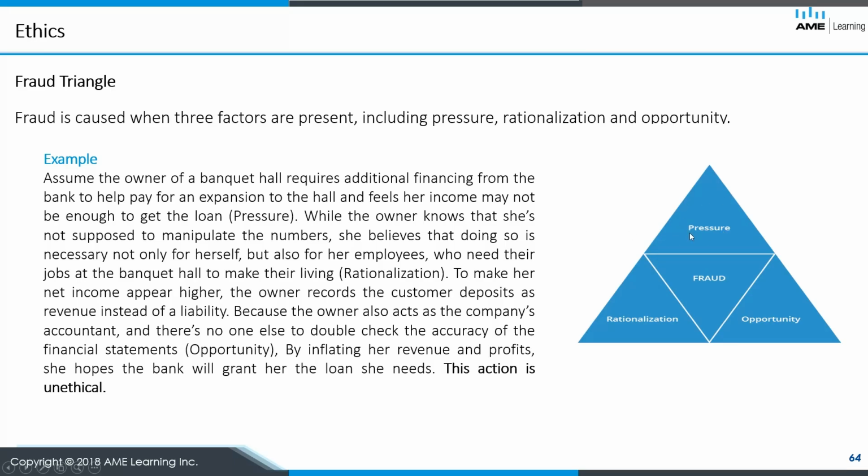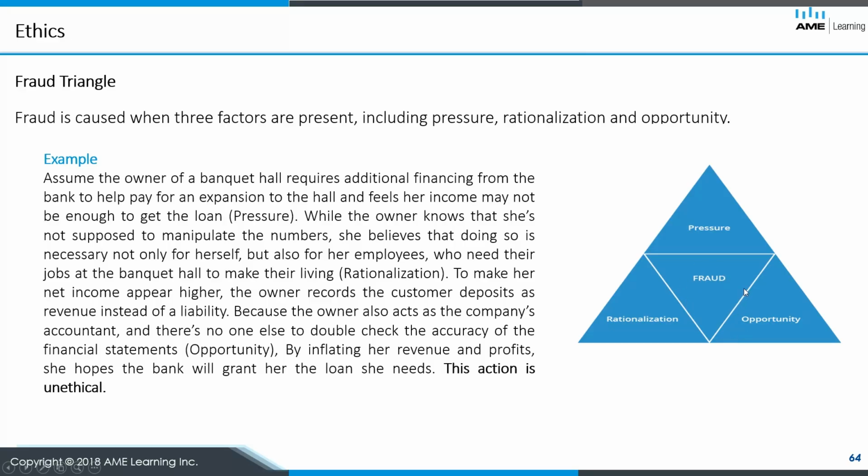And when you find situations where there is pressure, the individual who can commit fraud has some sort of rationalization. Somehow they rationalize their behavior in a way that what they're doing isn't so bad, or it has to be done. And then the individual has the opportunity to actually do the fraudulent thing, whatever its action is.